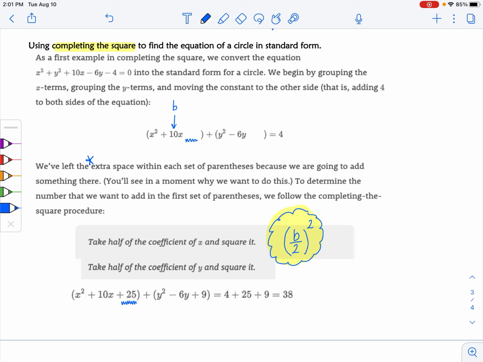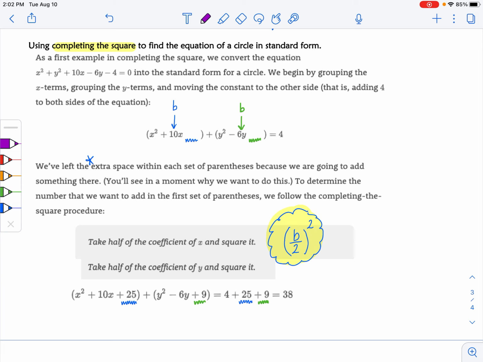Now, back to like first grade. Can you just add 25 to one side and say you're good? No, if you add it to one side, you have to add it to the other. Now we'll take the b value for the y's. The b value is negative 6. Using our handy-dandy formula, negative 6 divided by 2 is negative 3. Negative 3 squared is plus 9. And that goes right here. What you do to one side, you have to do to the other. That's super important.